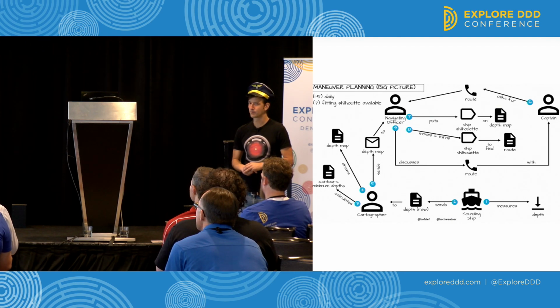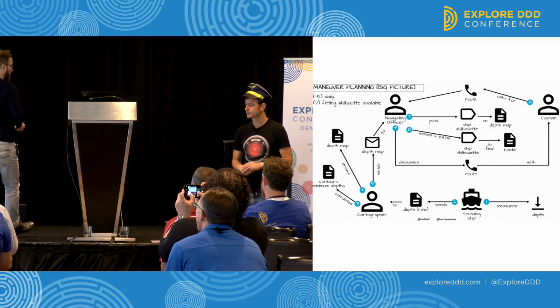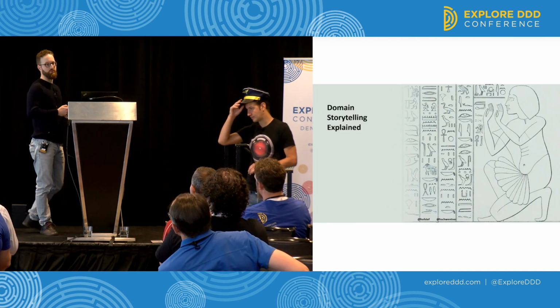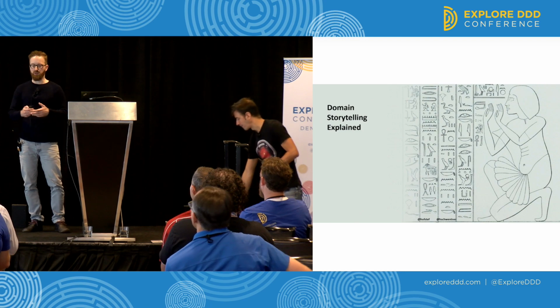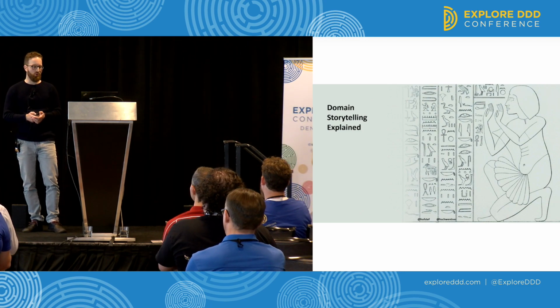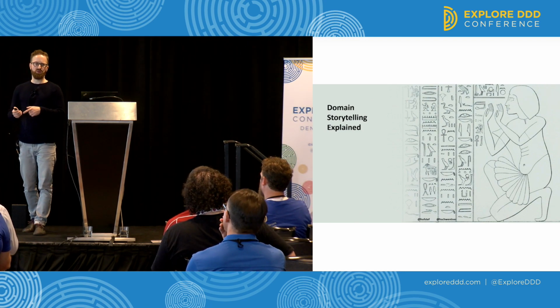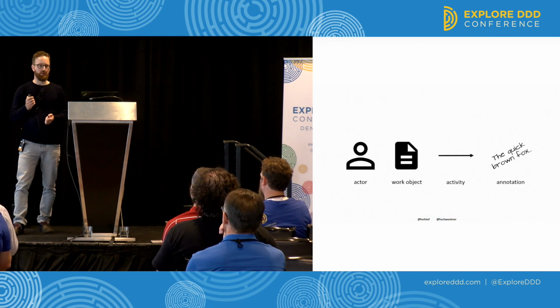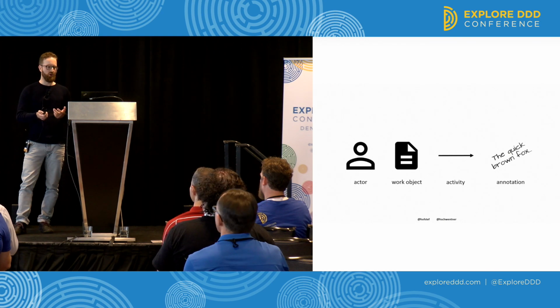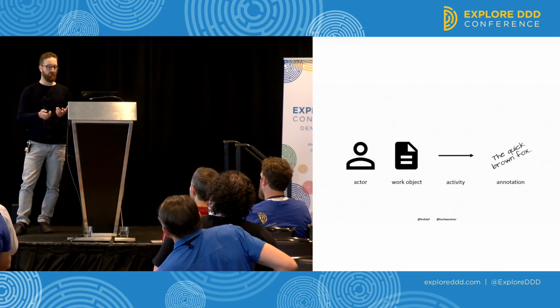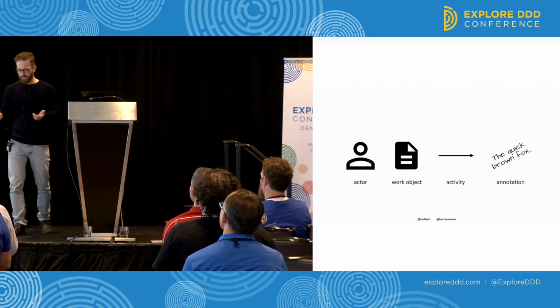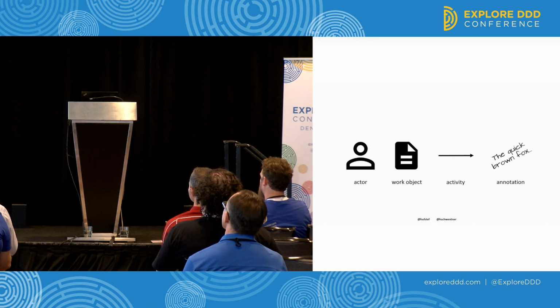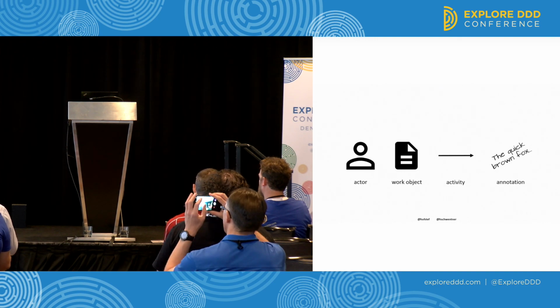Okay, now you've seen a glimpse of how domain storytelling looks. I want to take a couple of minutes to explain to you the idea behind it. As you saw, these domain stories are not written down as text. We use a pictographic language to visualize them. And that language consists of two types of icons. We have actors, and we have work objects. We also have one type of arrow for depicting activities, and we use a couple of textual annotations.